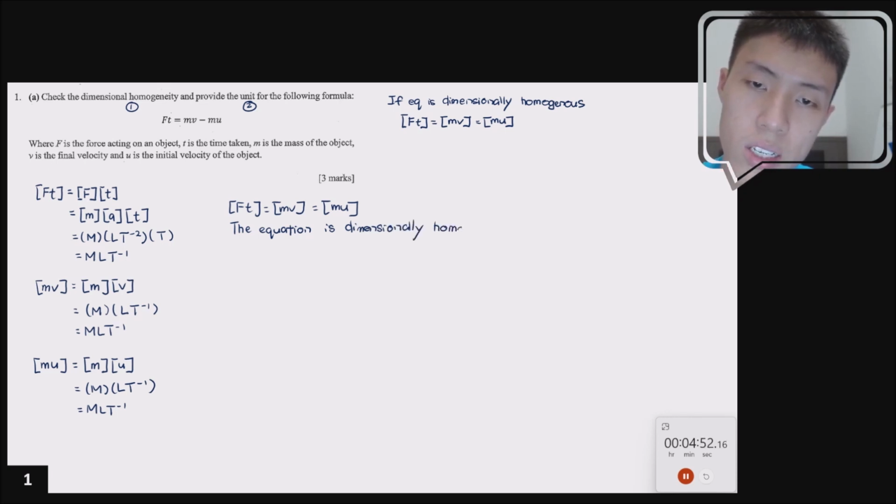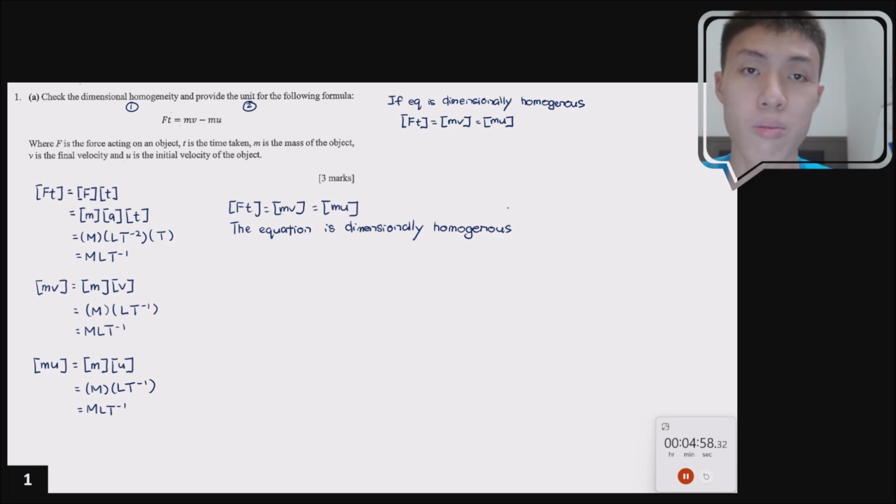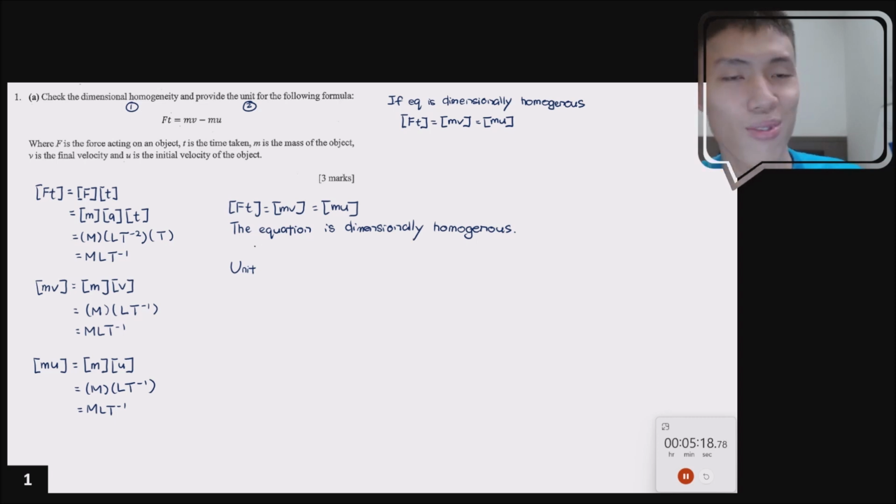Okay, so this is how we carry out a dimensional homogeneity test. We see how many terms there are, we find the dimension of all these terms, and if they are the same, it's dimensionally homogeneous. Okay, next thing, they ask us to provide the unit for the following formula. Well, actually the question is a bit weird. They want the unit for Ft or for mv or what? What do you mean by unit for the following formula?